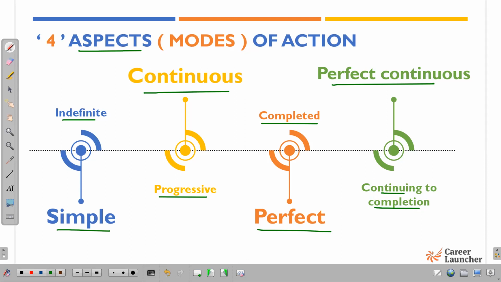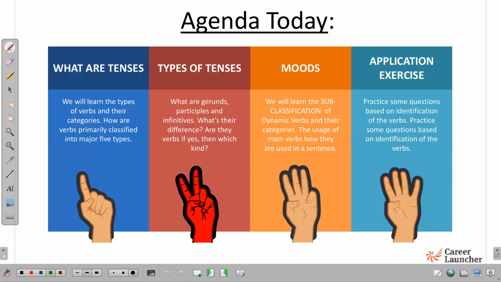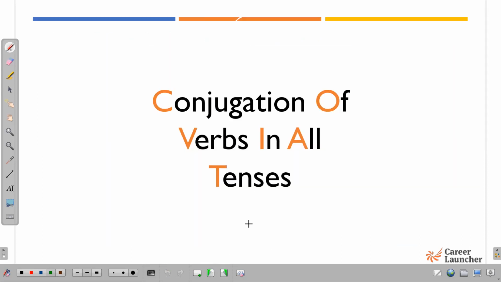If we do the math, you will understand that there are 12 tenses, but we should understand that there are 20 tenses in total. Why? Because the 12 tenses are of active voice, but there are 8 tenses of the passive voice as well. So all in all, there are 20 tenses in total.